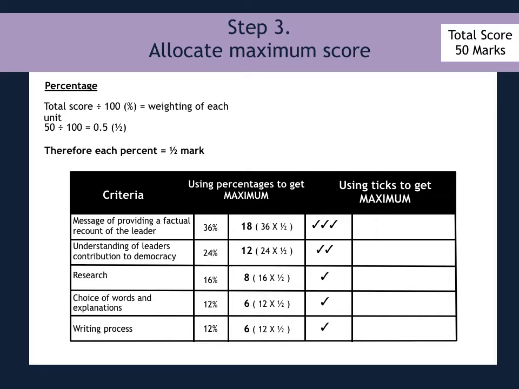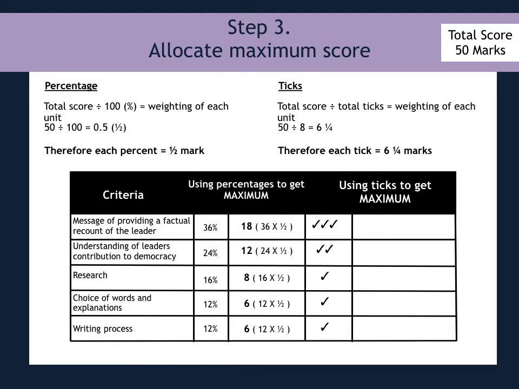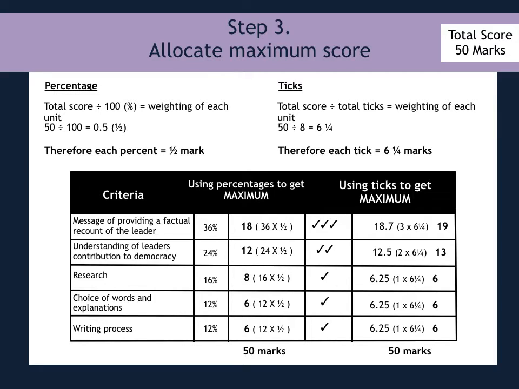If we did it on ticks, similar sort of process, but now we're looking at total score divided by the total ticks equals the weighting of each unit. So we had 8 ticks in total, so 50 divided by 8 equals 6 1/4, and therefore each tick equals 6 1/4 marks. So there we multiply there. And you'll see it's fairly similar weighting. The percentage is just a little bit more accurate, but that is totally up to you. The important part is, in both cases, you get a total out of 50 marks.